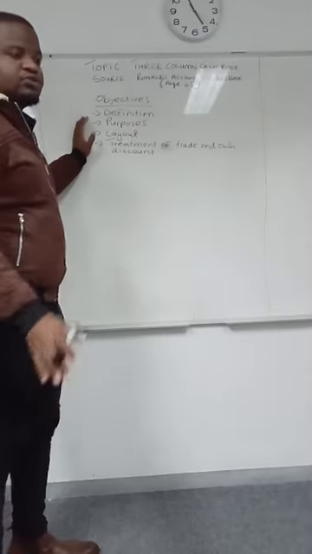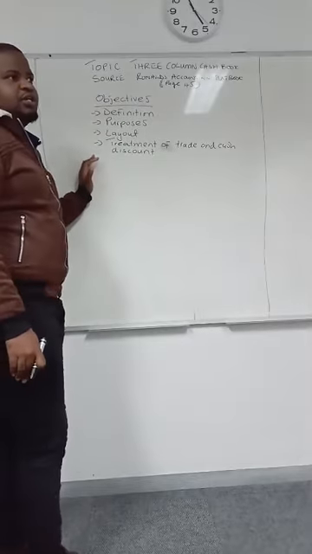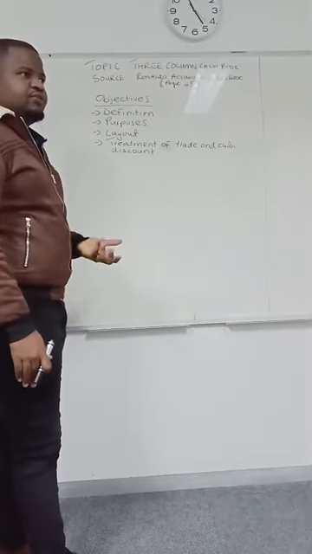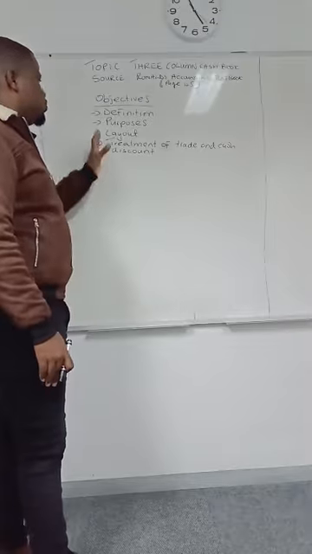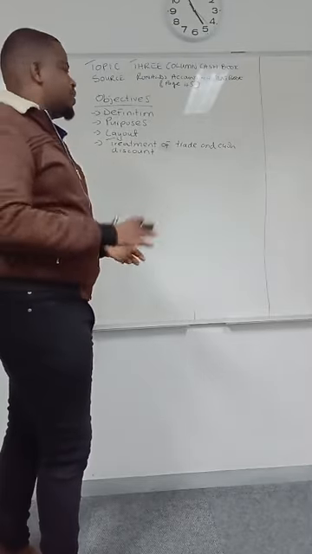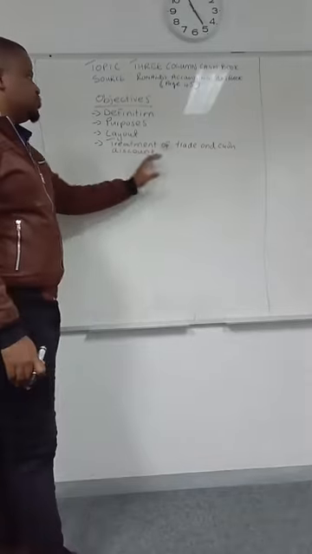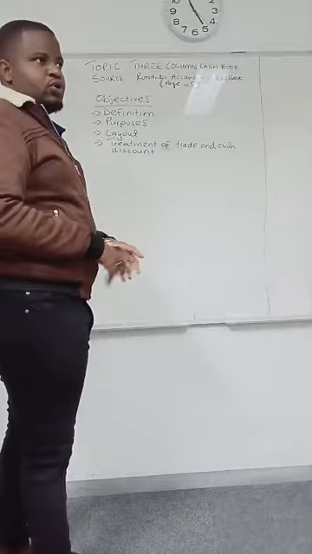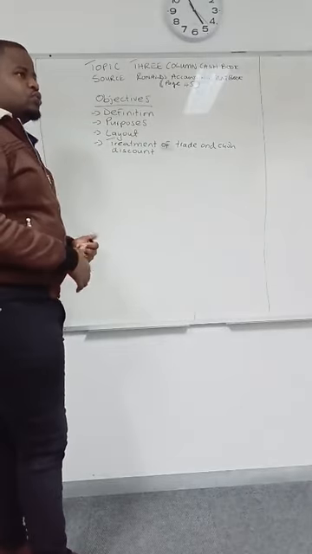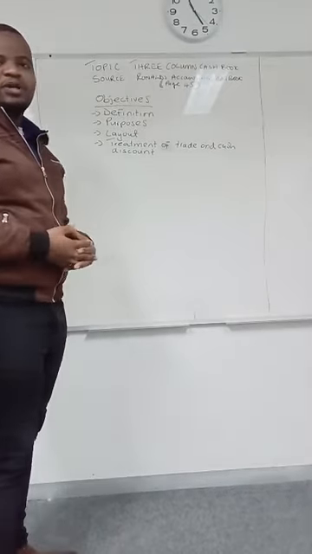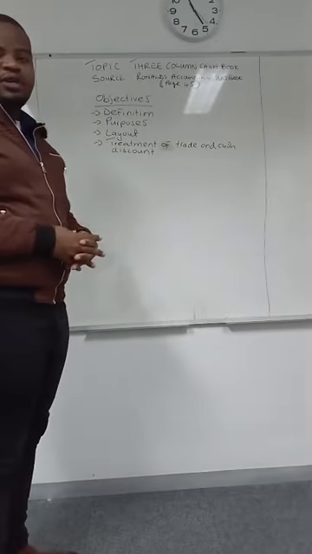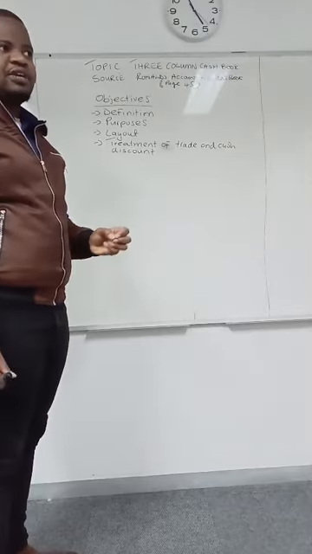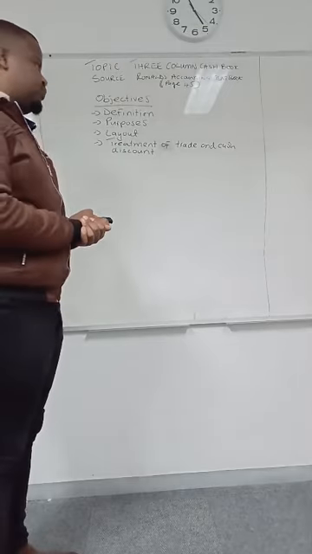So the first thing that you need to know is the definition of a three-column cash book. You need to know the purpose of a three-column cash book. You need to know the layout of a three-column cash book. You need to know the treatment of trade and cash discount in the three-column cash book. So I know that most of you know the purpose and the layout of a three-column cash book. But when it comes to the treatment of trade and cash discount, that's where most of you fail.